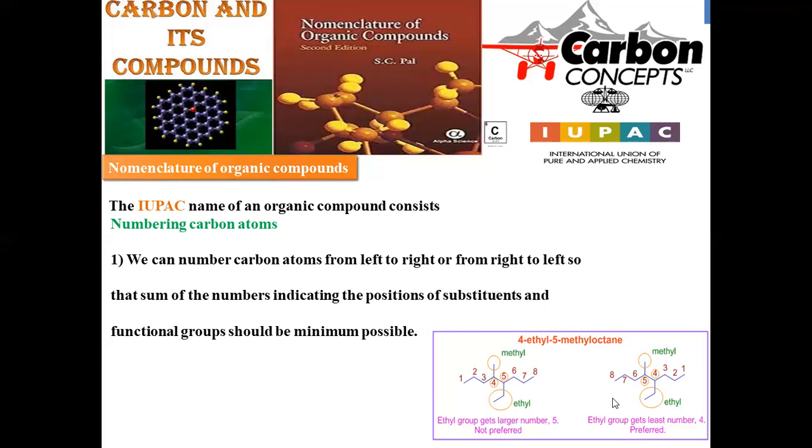The preferable arrangement will be the second one rather than the first one, because the larger substituent is located on the carbon with the least numbering. You can clearly observe number 4 ethyl, number 5 ethyl. Which is preferable? Obviously, number 4 ethyl is preferable, so numbering from the right hand side is suitable when compared to the left hand side. That's the reason why the minimum possible position should be assigned to the larger substituent. That will be the proper way of numbering in accordance with the IUPAC.